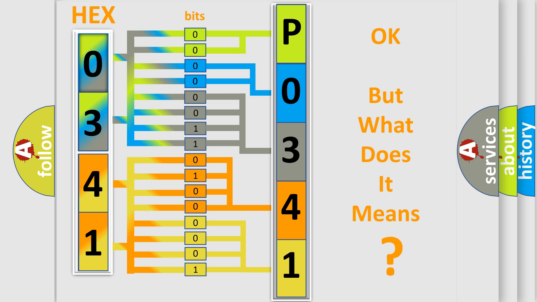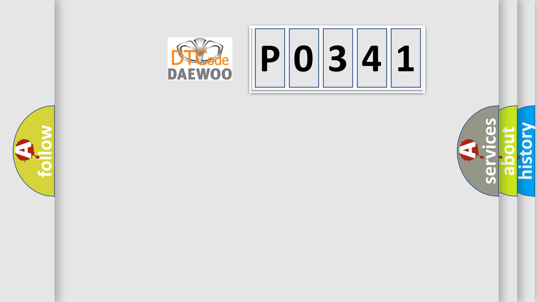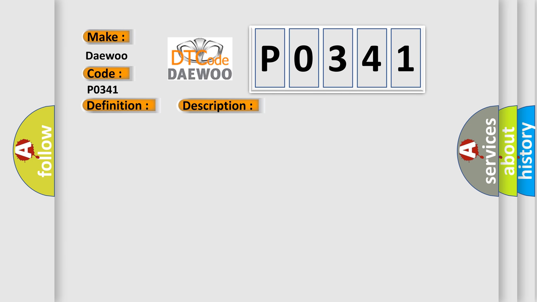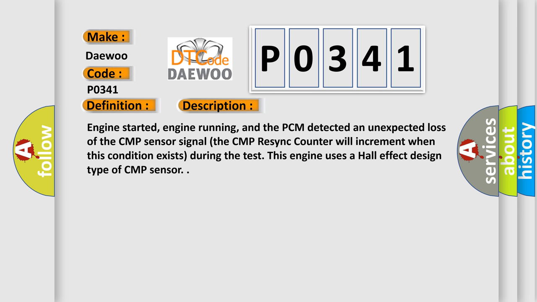The number itself does not make sense to us if we cannot assign information about what it actually expresses. So, what does the Diagnostic Trouble Code P0341 interpret specifically for Daewoo car manufacturers? The basic definition is camshaft position sensor signal range performance. And now this is a short description of this DTC code. Engine started, engine running, and the PCM detected an unexpected loss of the CMP sensor signal. The CMP Resync Counter will increment when this condition exists during the test.